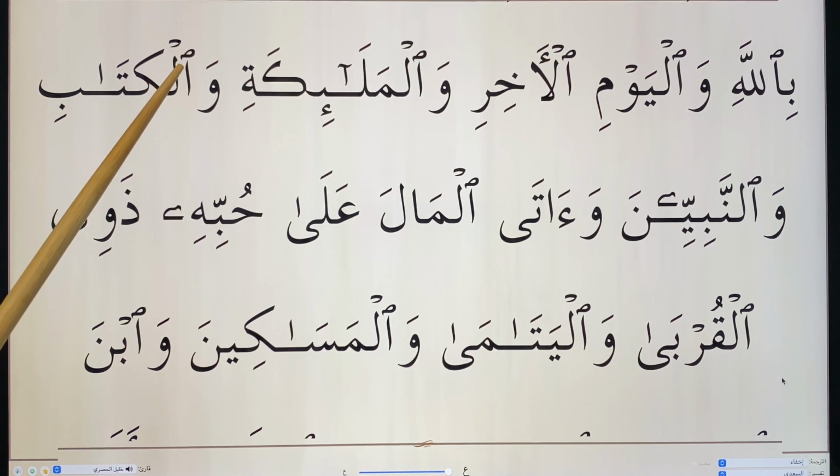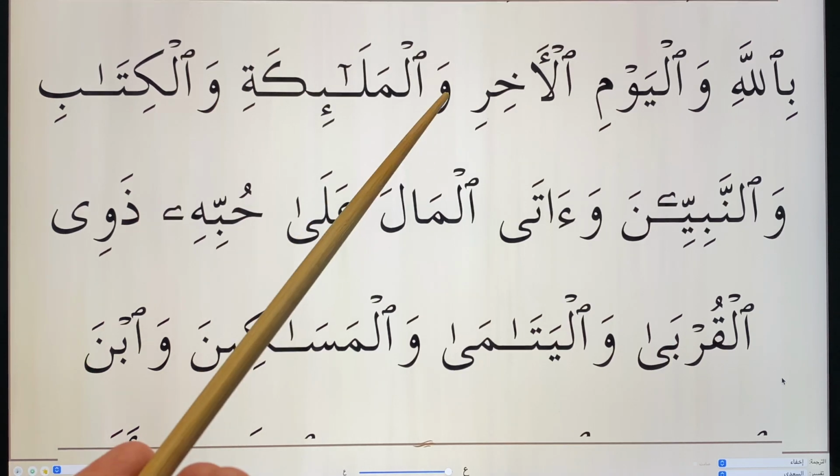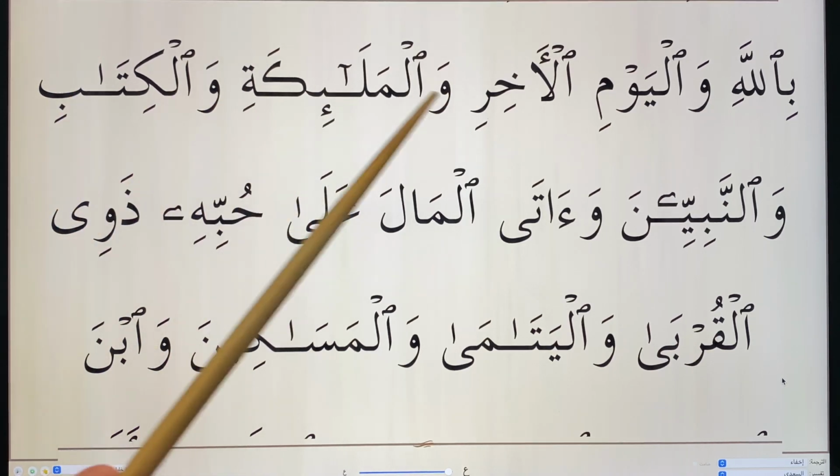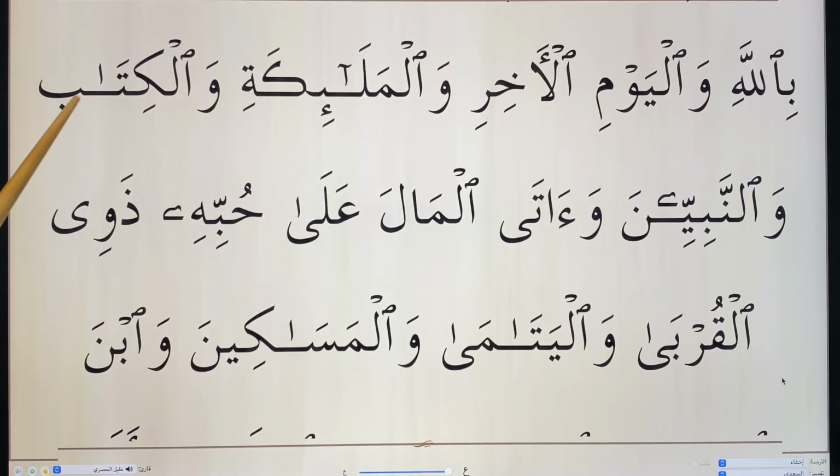والكتاب. Now I keep saying this but I keep doing it. I can't keep reading that, okay? You got the rule, right? This will always go straight to the lam, so it'll always be like wal malaika, wal kitabi, like that, okay? Wal malaikati wal kitabi.